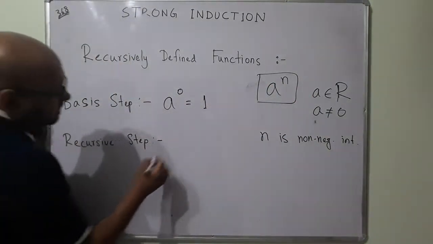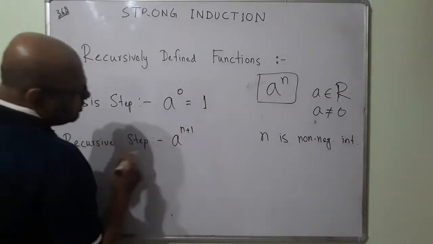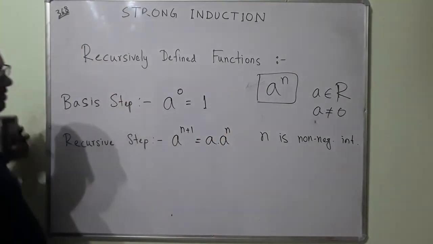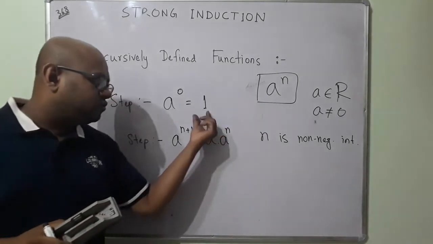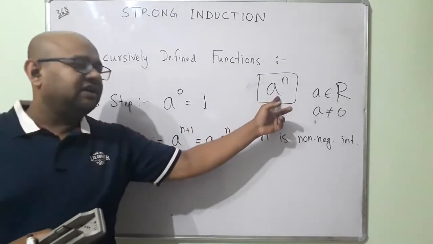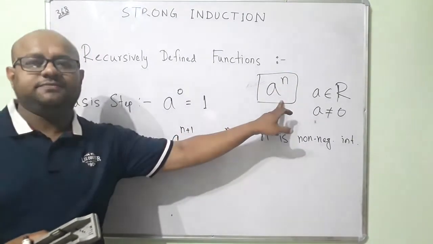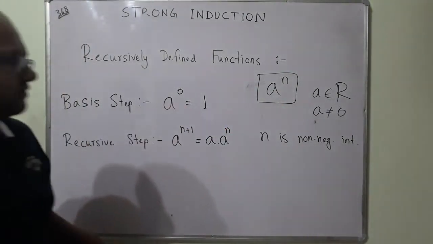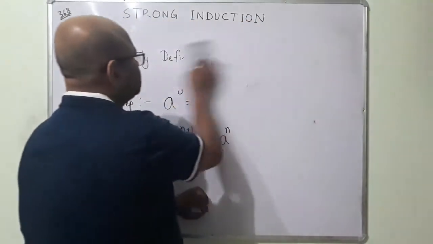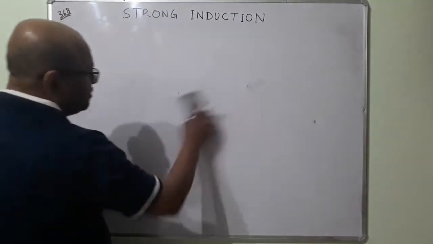Okay, now what is our inductive step? What is our recursive step? a to the power n plus 1 is equal to a into a to the power n. Okay, so these two lines, this basis step and this recursive step, are enough to define this. Using these two steps we can calculate the value of this. So this is another example of a recursive function.